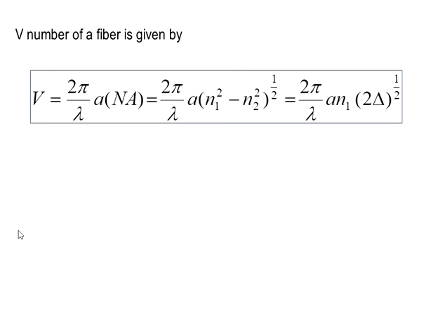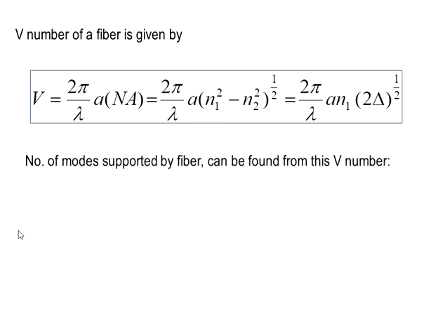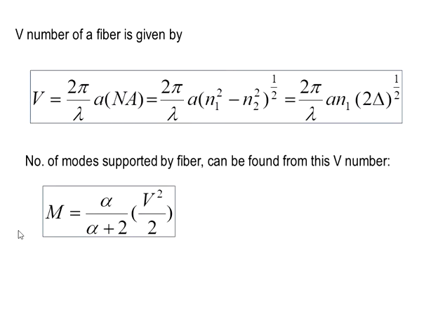The significance of this V number is that it gives the number of modes supported by any fiber, and the modes are given by alpha upon alpha plus 2 into V square by 2, where this alpha is called the index profile parameter. So if you observe, the number of modes is directly proportional to V square. So as V number increases, the number of modes also increases.